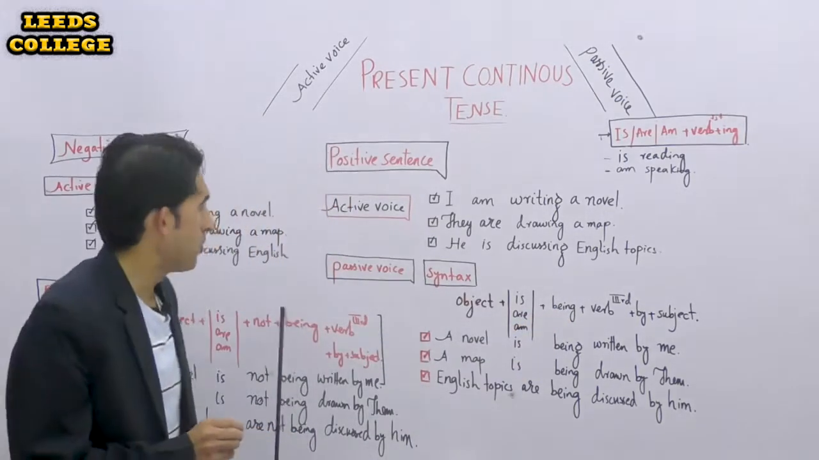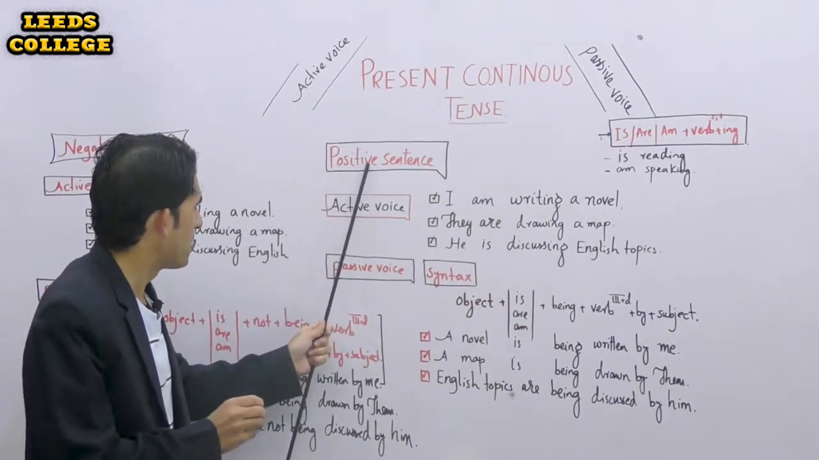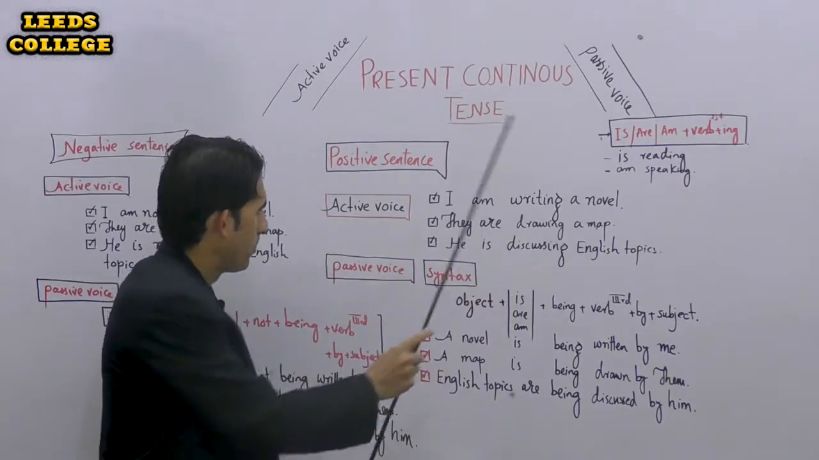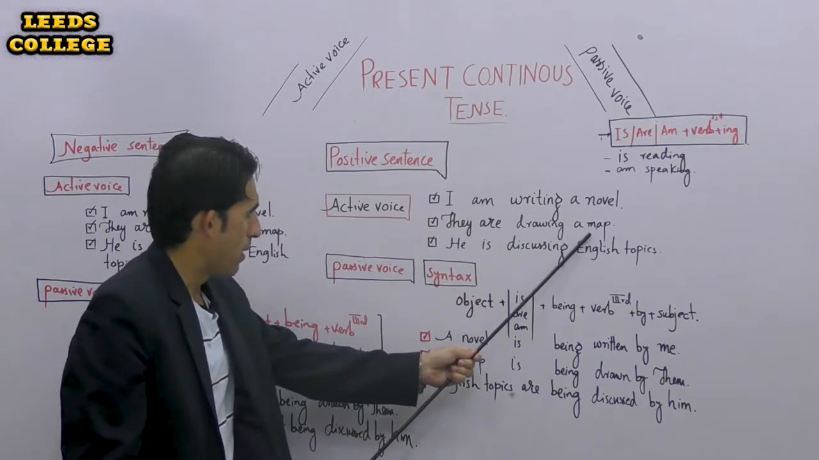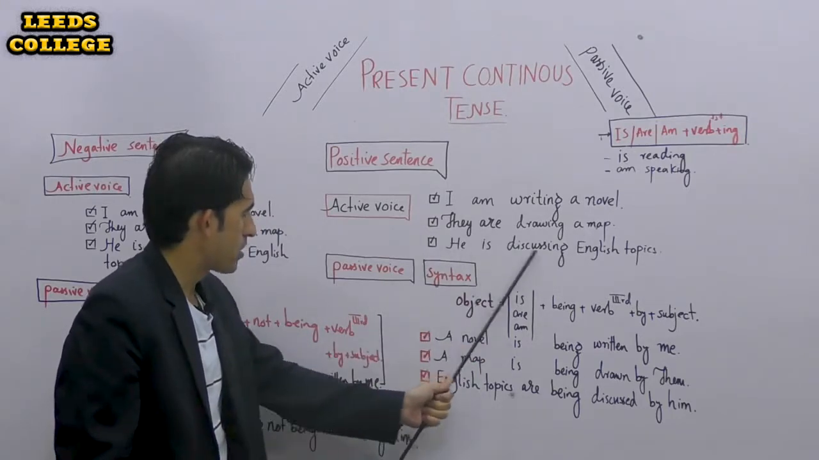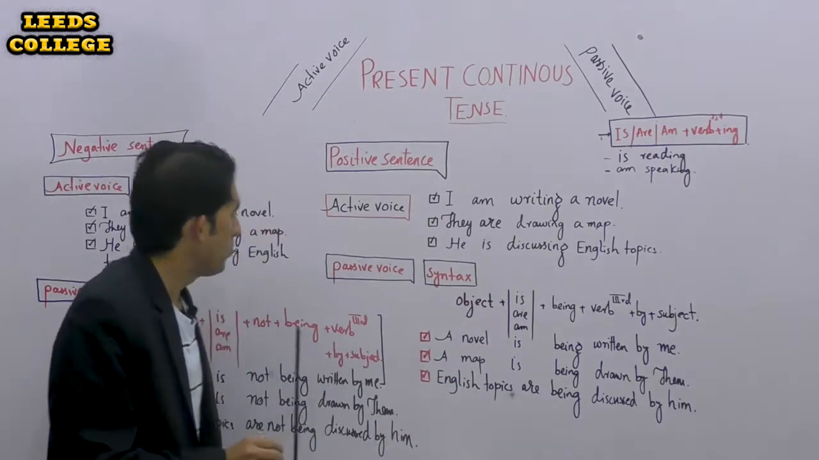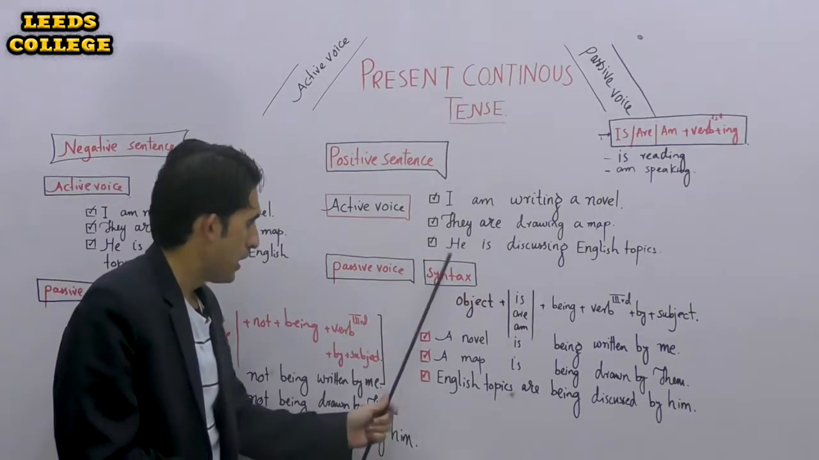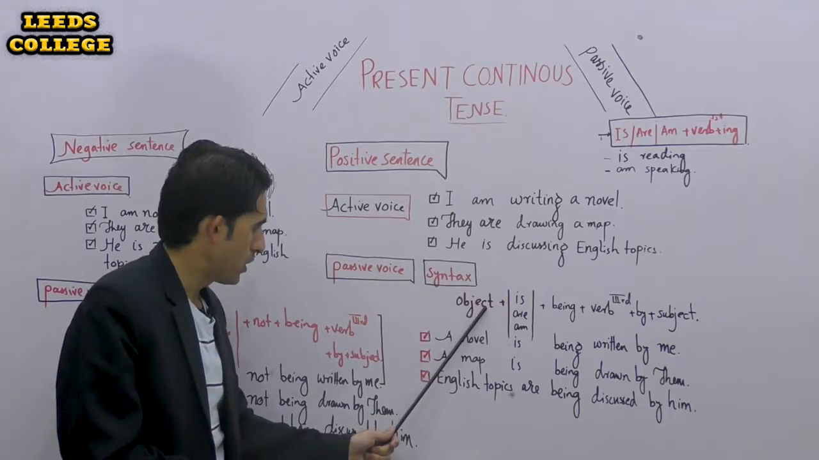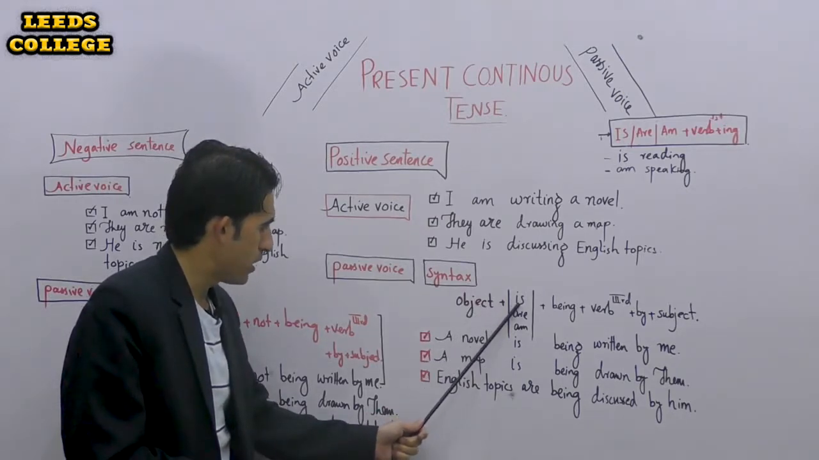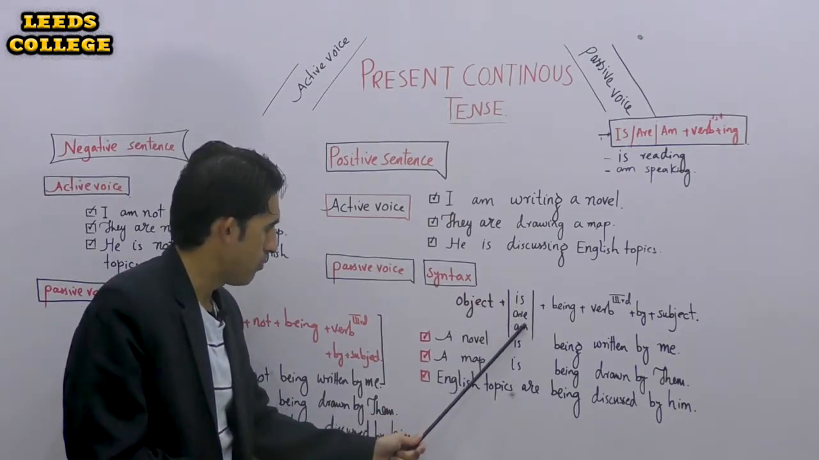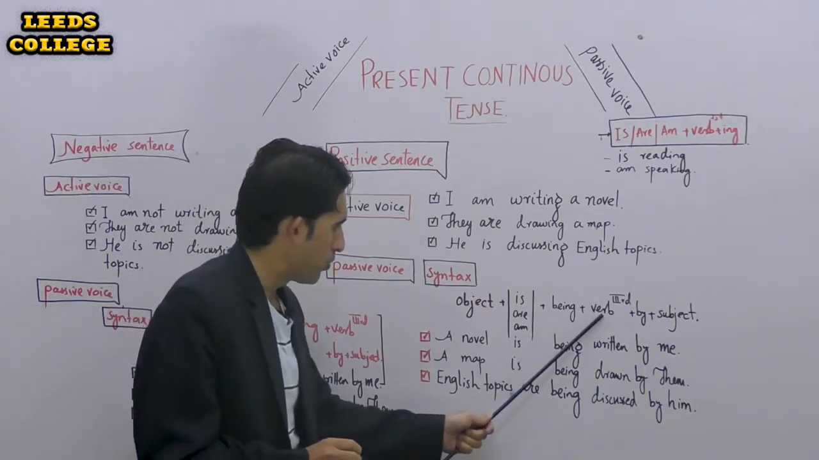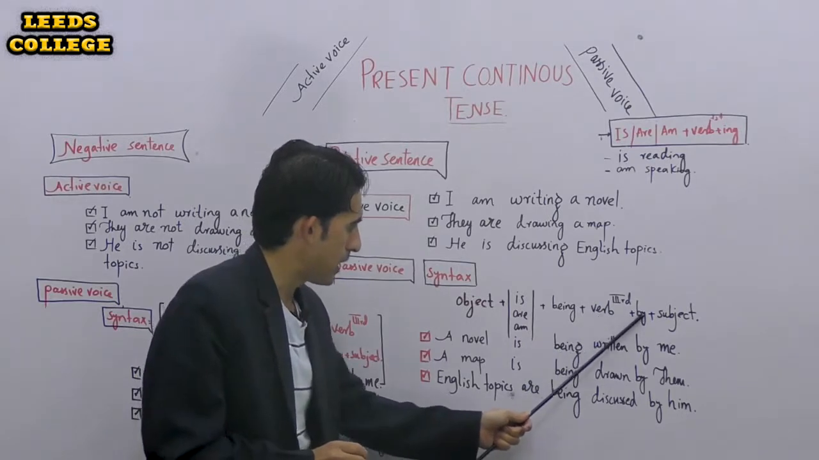Now I have listed some of the active voices from the positive sentence. Examples: I am writing a novel, they are drawing a map, and he is discussing English topics. Now how to change such active voices into passive voice? We have a syntax. First we have the object, directly followed by the auxiliaries of the progressive tense is, are, am, followed by the passive gerund being, and then the third form of the verb, by, and the subject.